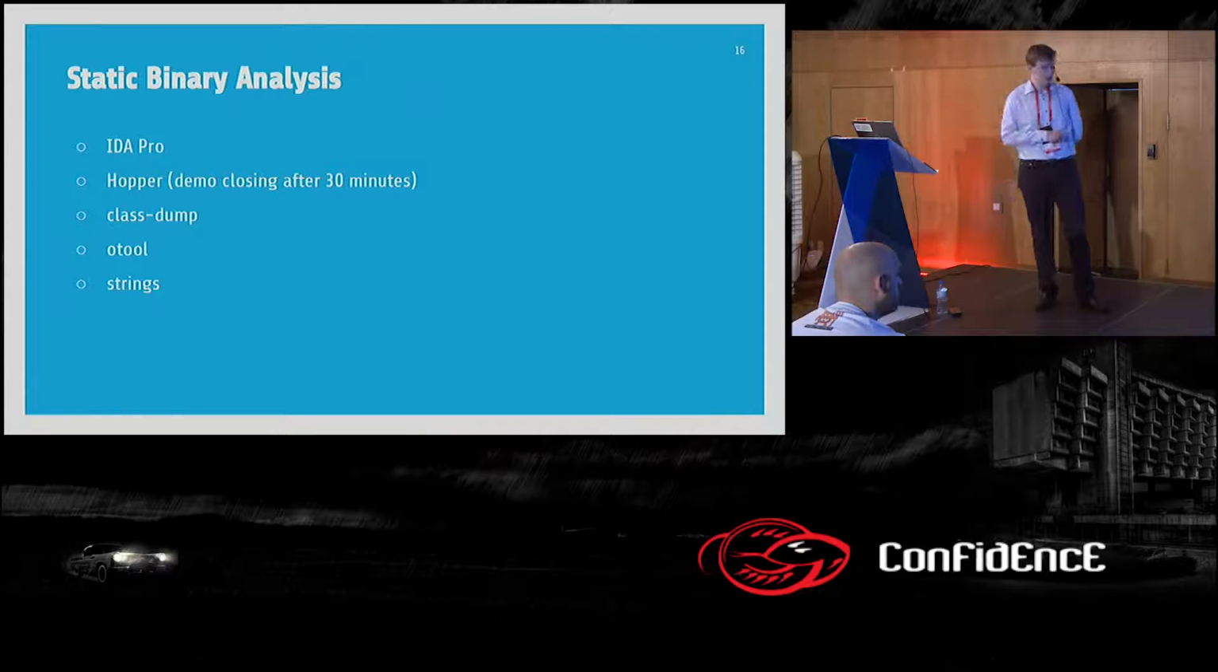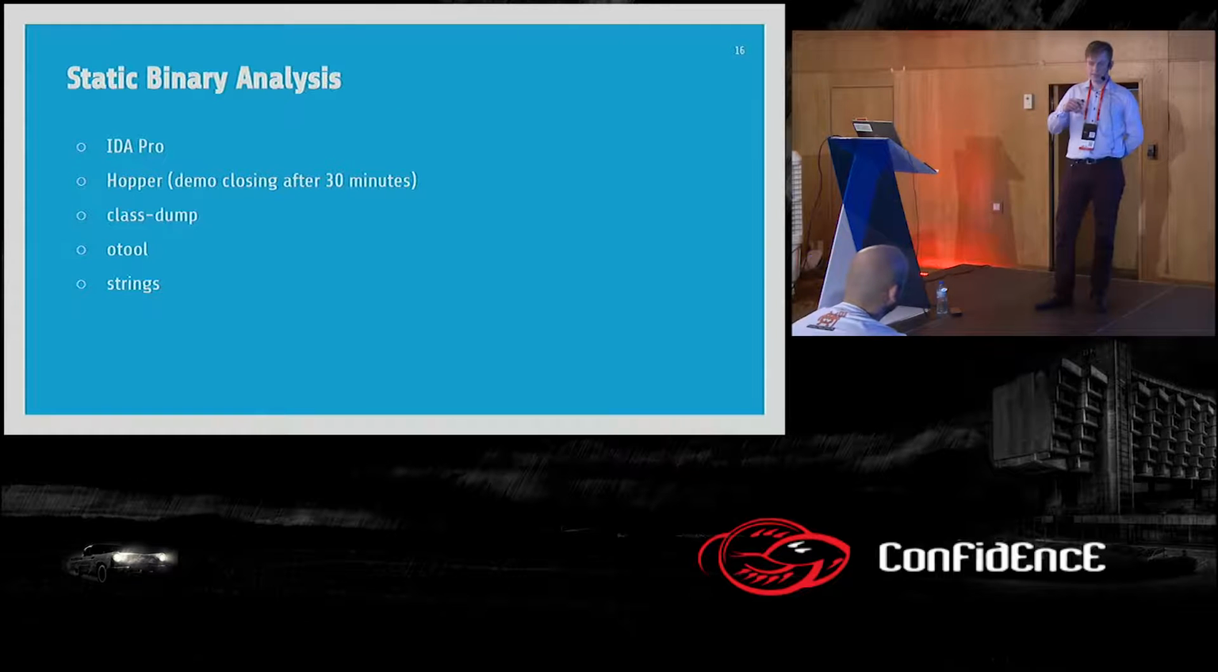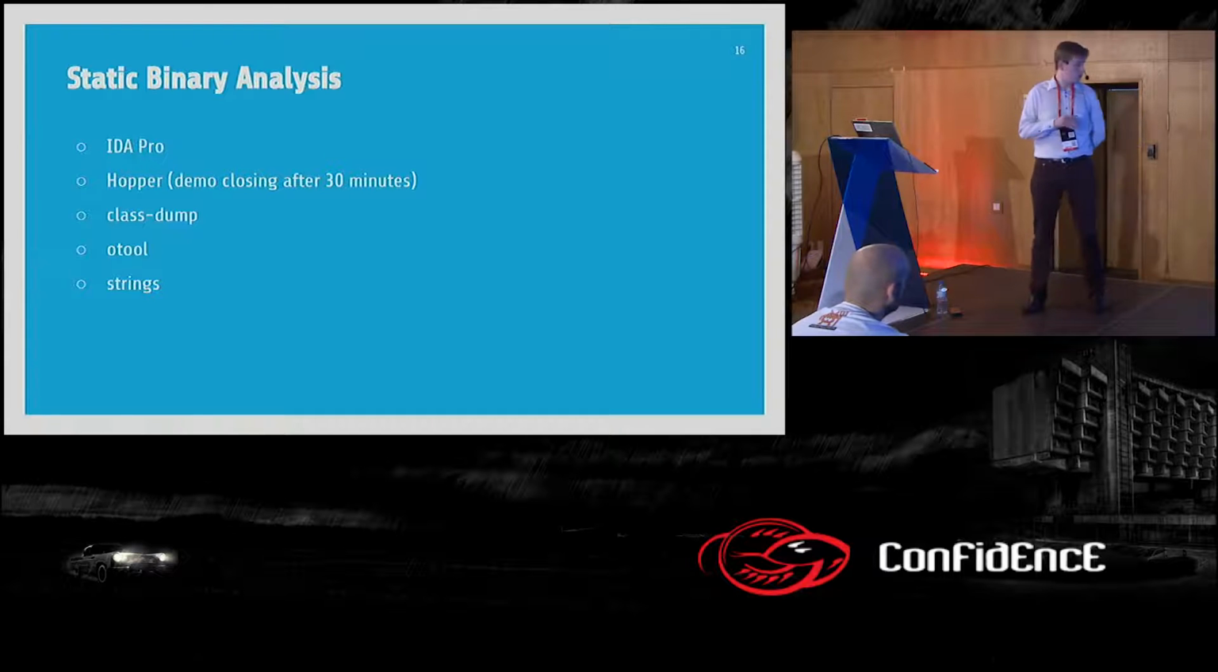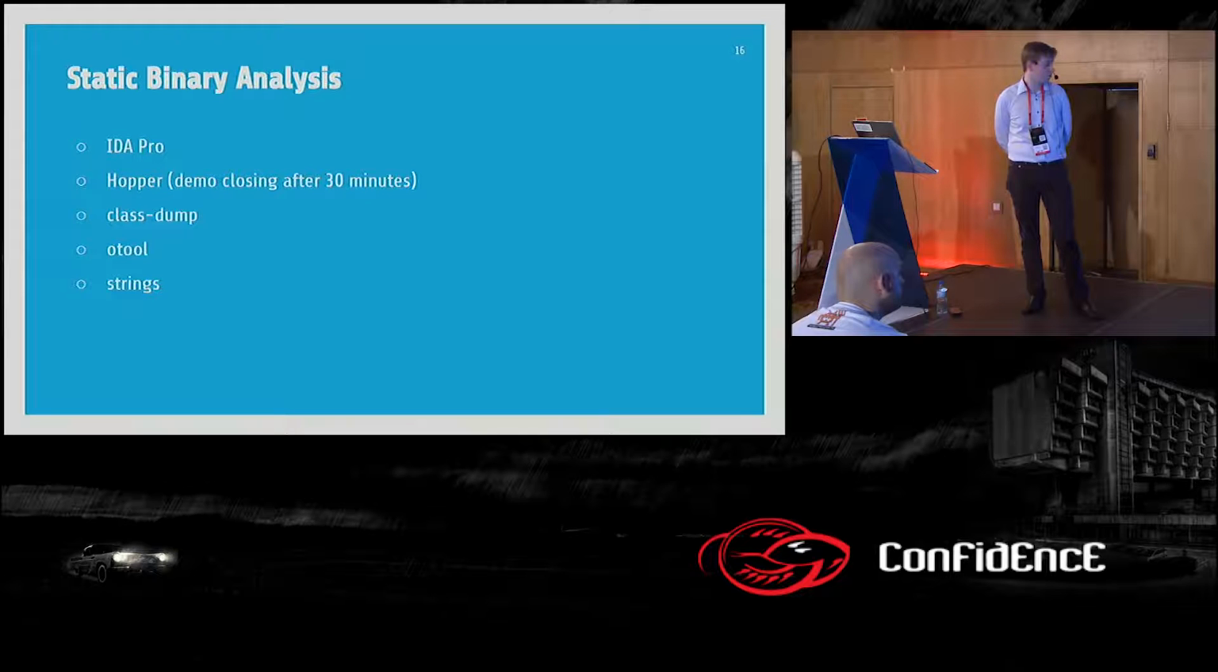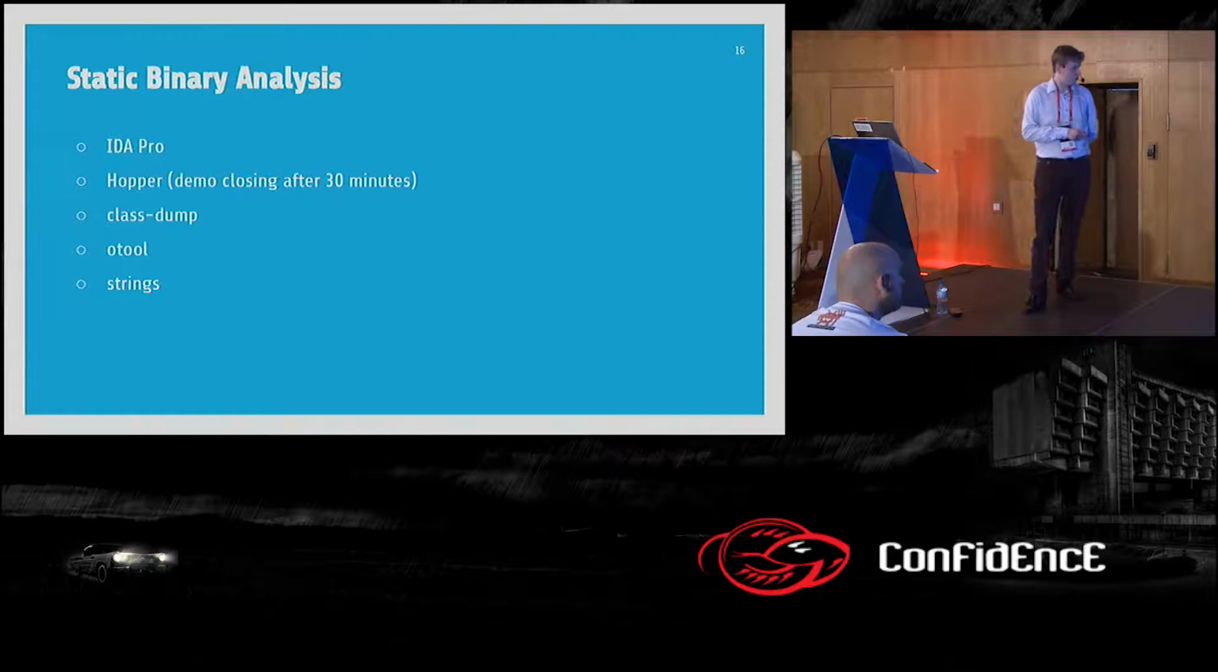class-dump is a tool that will allow us to see what methods are in a binary, what methods are used, and what the interface files look like directly from the binary. otool will give us some information about the binary itself, and strings, from Unix systems.